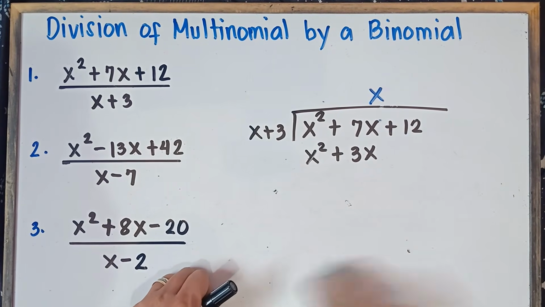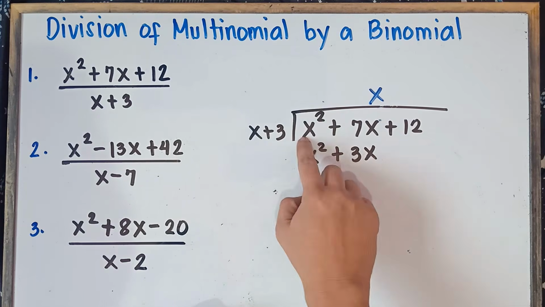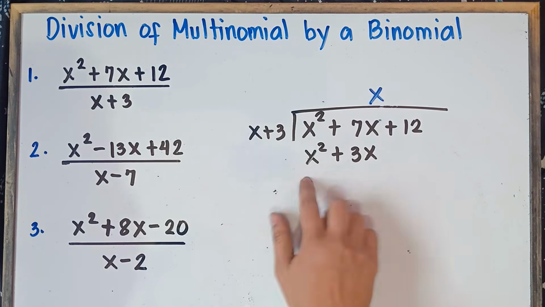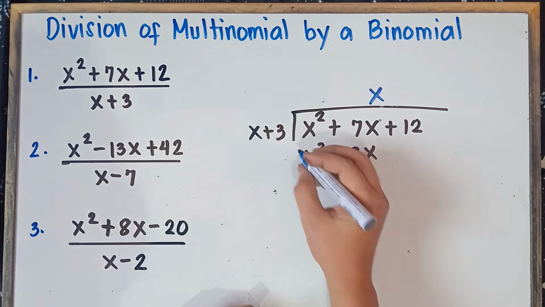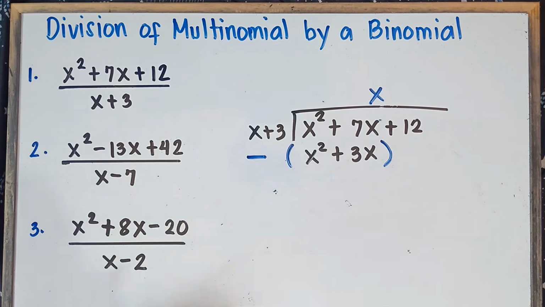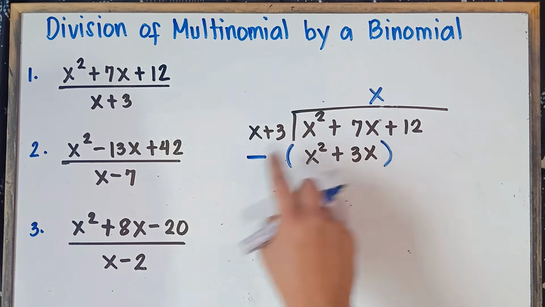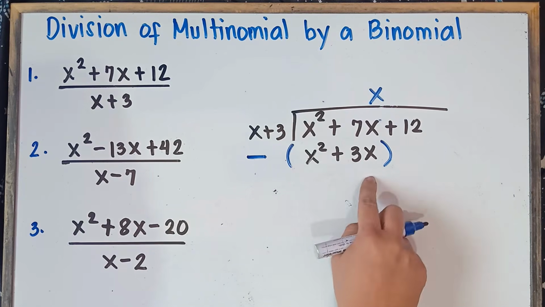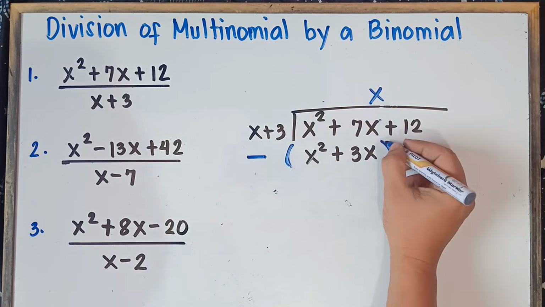Alright, and then simply subtract this one. So x squared plus 7x minus x squared plus 3x. Now, since this is a binomial, we need to put parentheses. So put parentheses and then the minus sign. Once again, class, x squared plus 7x minus x squared plus 3x. Since this is a binomial with 2 terms, we need to put parentheses.